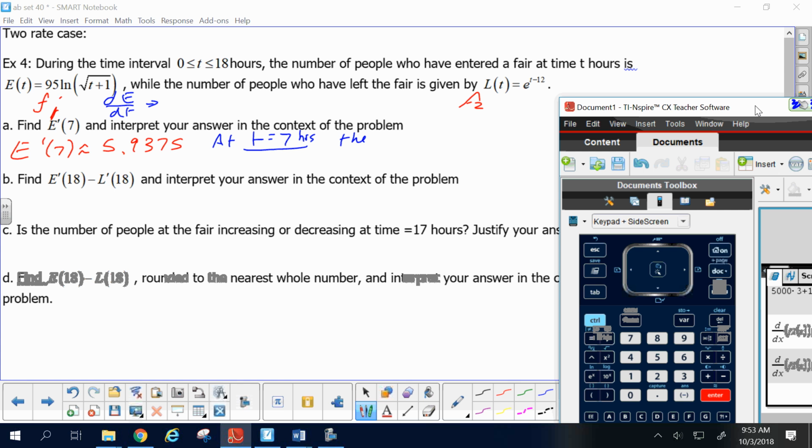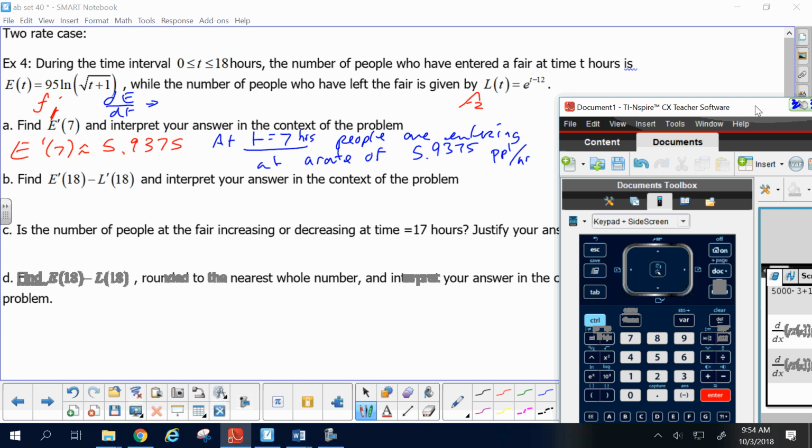The rate at which people are leaving, or not leaving, entering, excuse me. People are entering at a rate of 5.9375 what units? People per hour. Roughly 6 people are coming per hour. 6 people are entering per hour at 7 hours. You with me? All right?